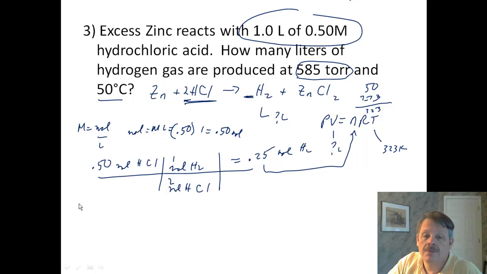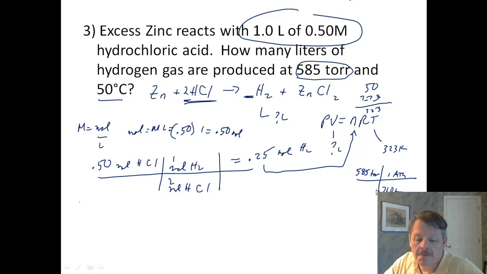So let's do that. 585 torr, and that's 760 torr in 1 atmosphere. So if I take the 585 and I divide by 760, what do I get? I get 0.76974 ATM. Guys, again, I keep more sig figs than I need, and then I round at the end. Okay, so if that's how many atmospheres, that gives me my pressure. So I've got everything I need.